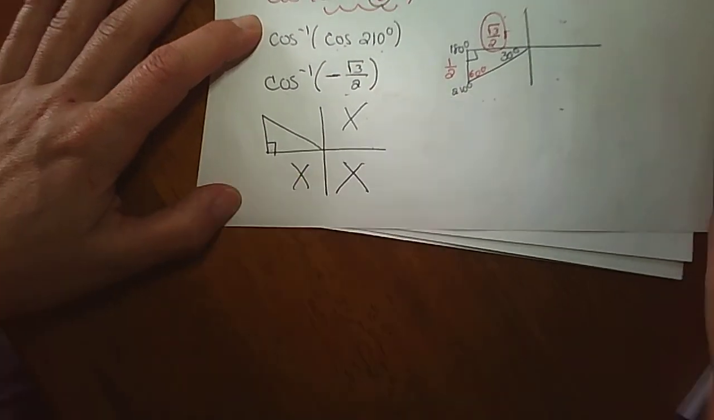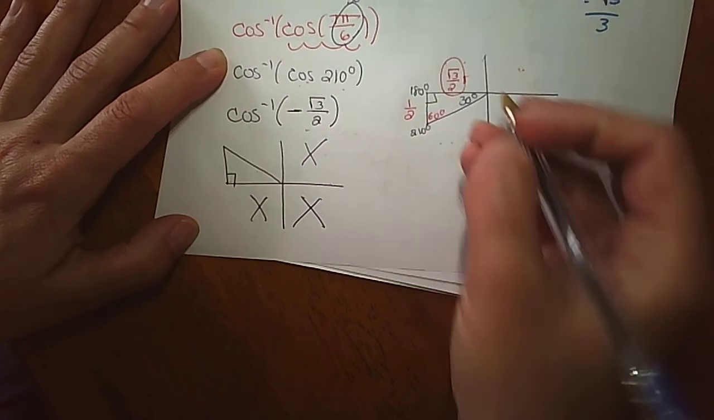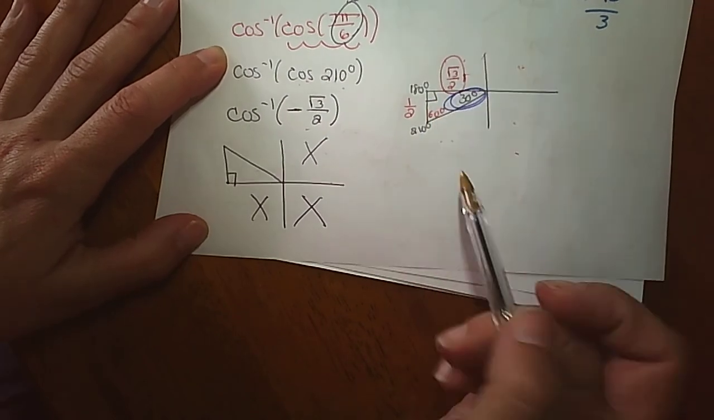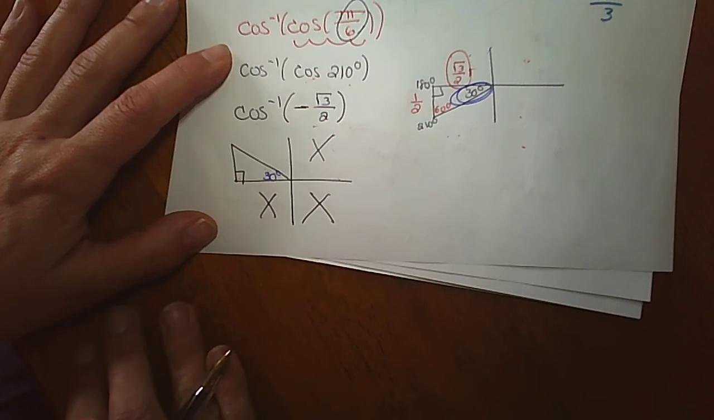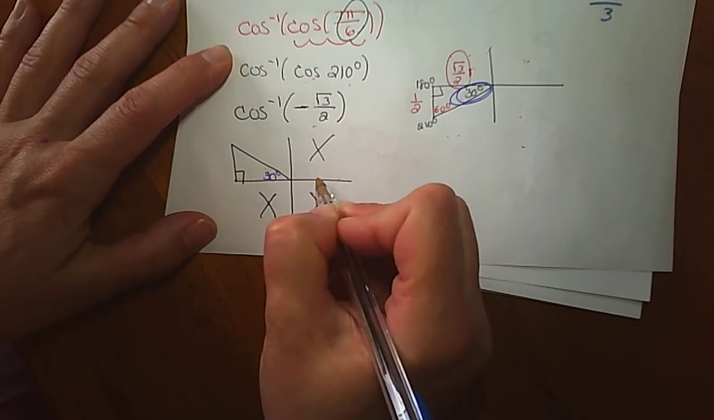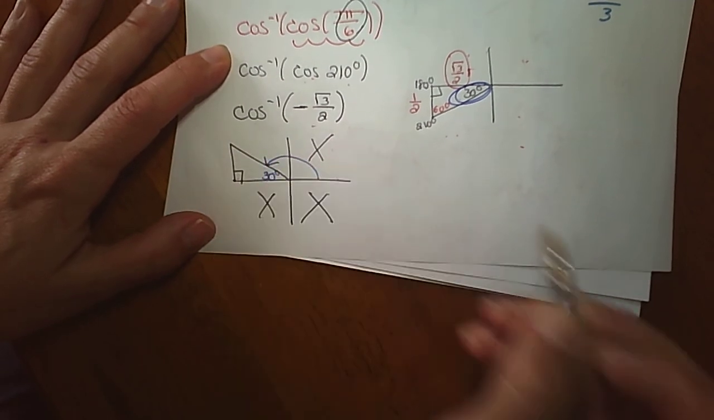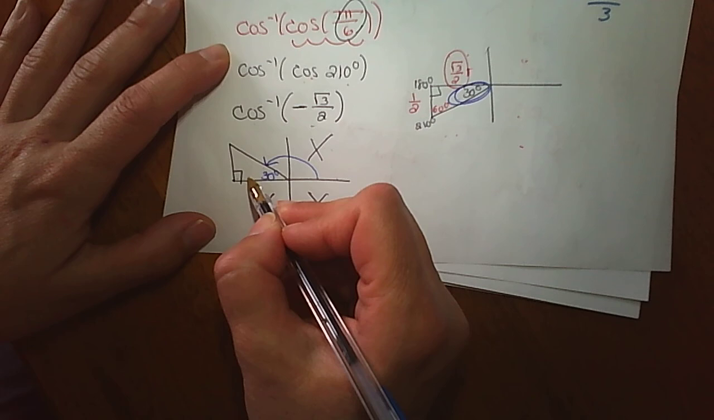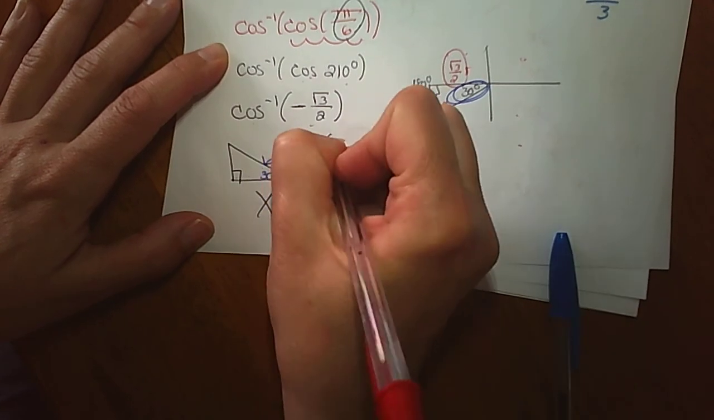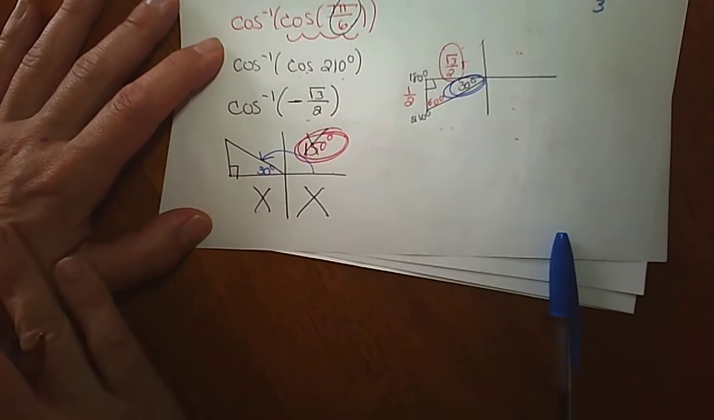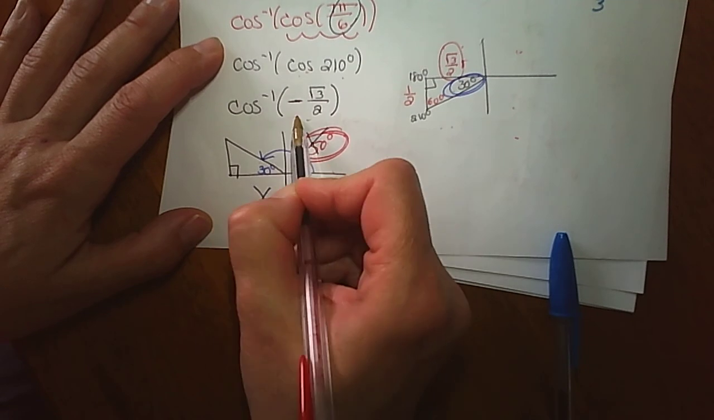Now, notice my reference angle here is 30, right? That means this is still going to be 30. The reference angle still holds. So how far is it from here to here now? Well, 180 minus 30 means that this is a 150 degree angle. That's the answer to this question.